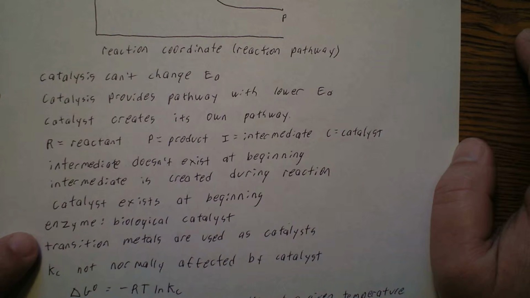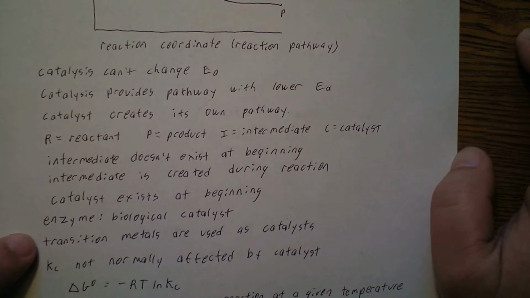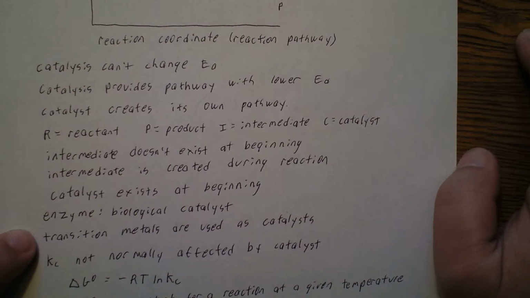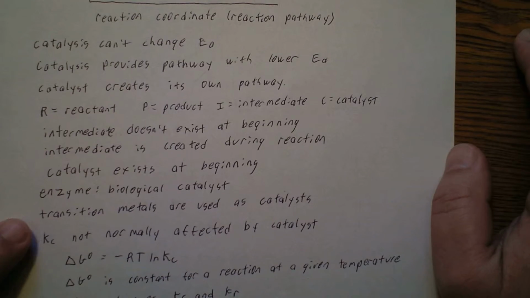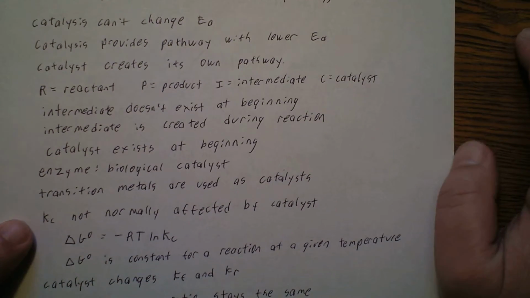Now in biology, they call a catalyst an enzyme. An enzyme is like a special family of catalysts. Transition metals are often used as catalysts in industry.